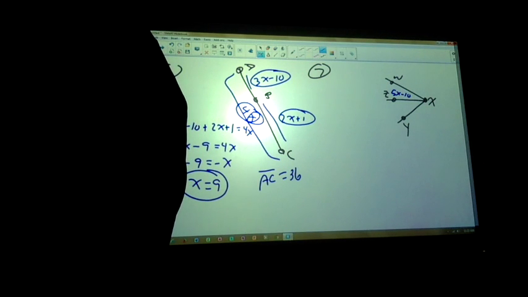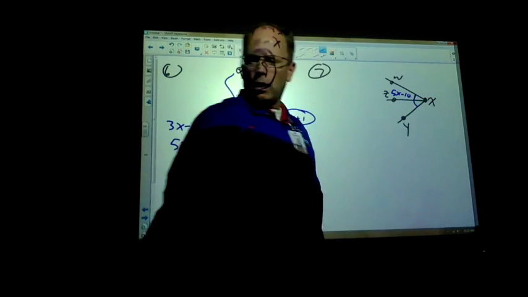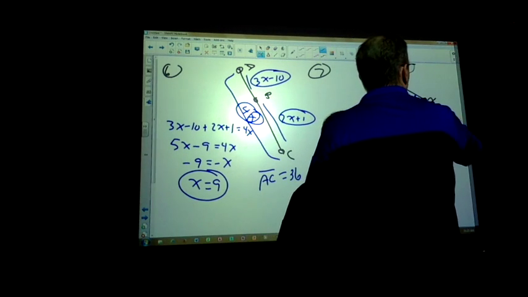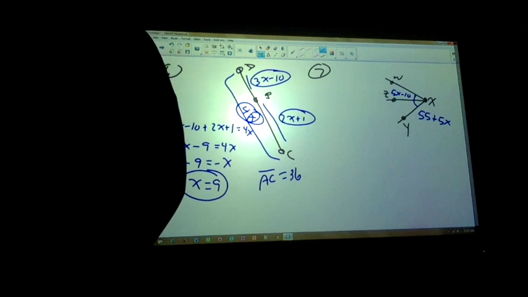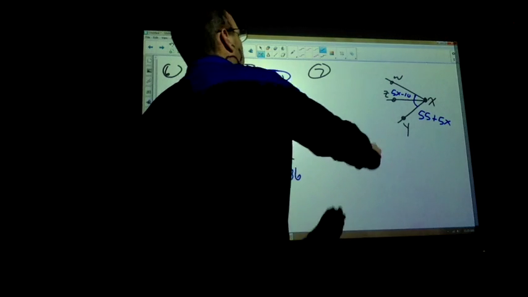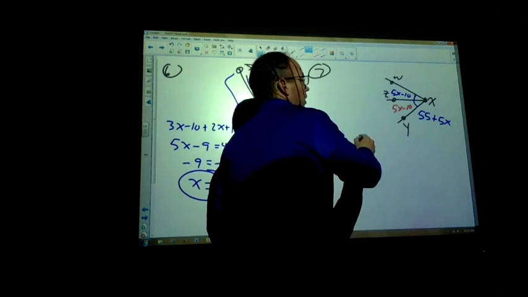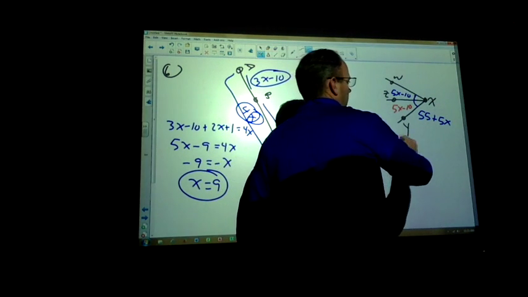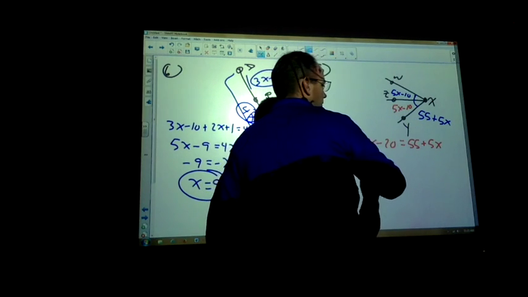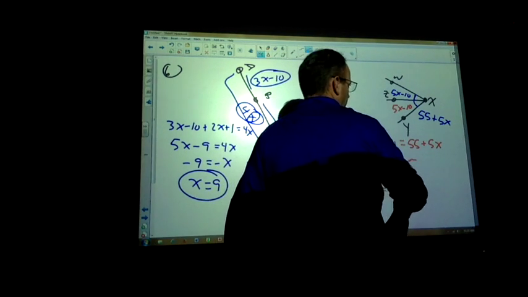And then WXY is the whole thing. So the whole thing is what? 55 plus 5x. And then what else do we know? Okay. So I know that this has to be this because it bisects. Agree? Which gives me 10x minus 20 equals 55 plus 5x. Subtract 5x, so I get 5x over here. Add 20, so I get 75. So x is equal to 15.